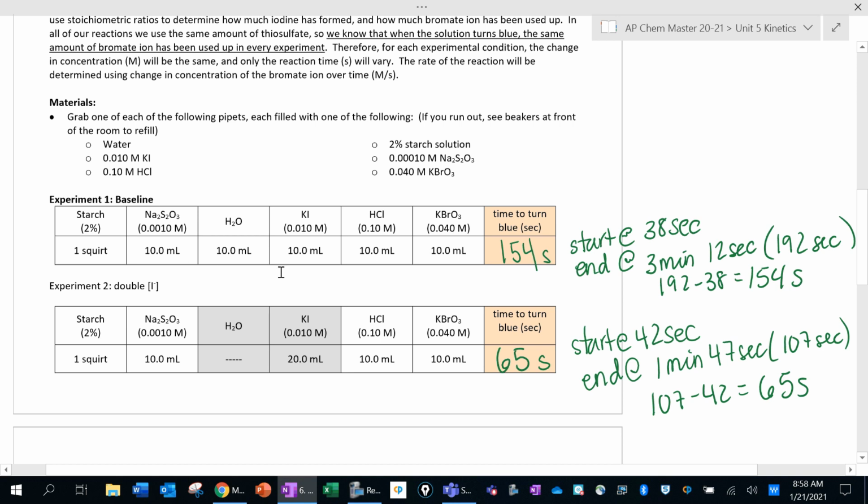And here's the experimental setup. There were 5 things that we mixed together in the beaker. One is this sodium thiosulfate. We had water, potassium iodide, chloride, bromate.